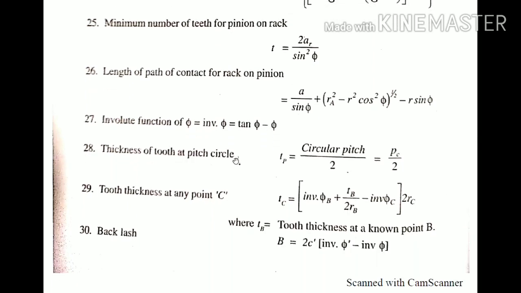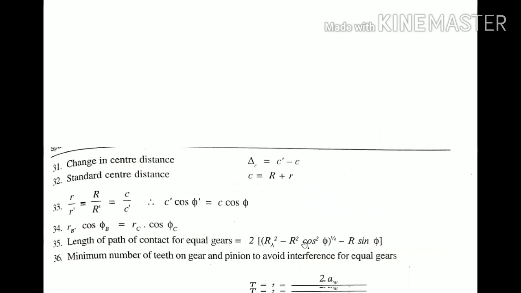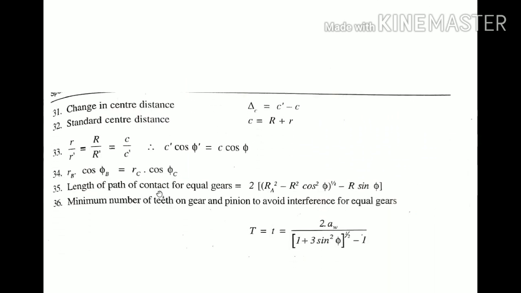Then what may be the thickness at the pitch circle? You have to find out, that is TP is equal to PC divided by 2. Similarly, backlash. If you want to find it out, this we did not derive, but sometimes they will ask you in the exam, and you have to use a direct formula. But backlash is not much asked. And one more very important thing is when both gears have equal teeth, then what does the length of contact become? Then the length of contact becomes this one.